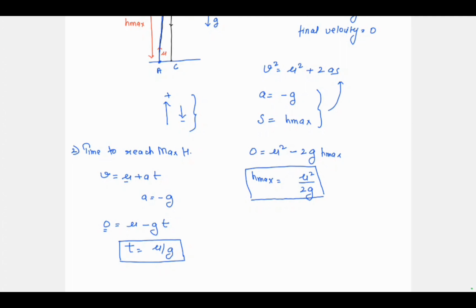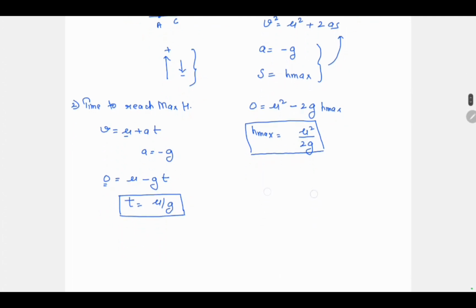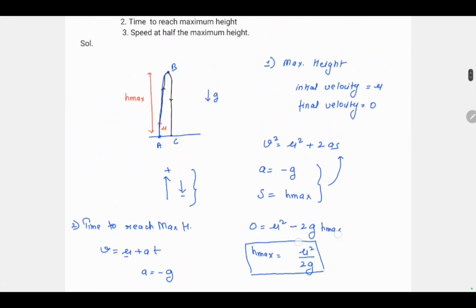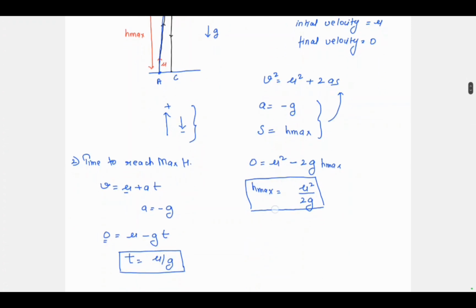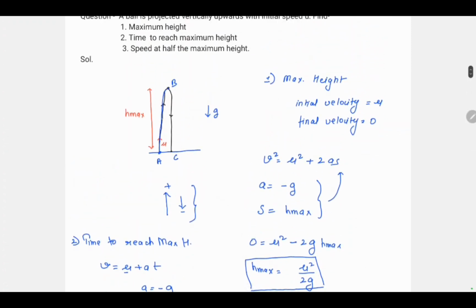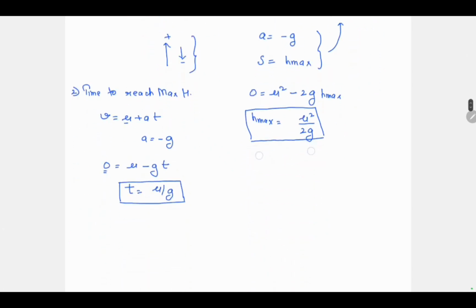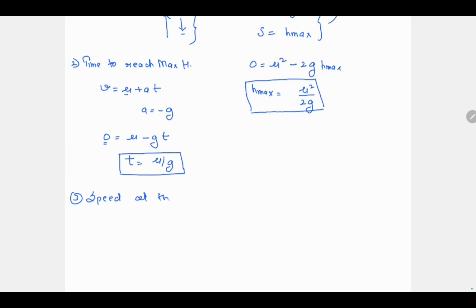Okay, now we will see the third part of this question. See the third part, speed at half the maximum height. Okay, let's see. Speed at half the max height. Okay, the initial velocity is going to be u, same na, the initial velocity when we have thrown the ball is u.